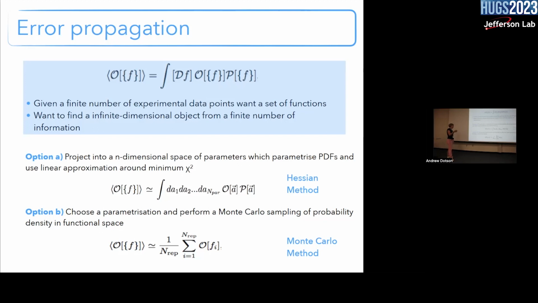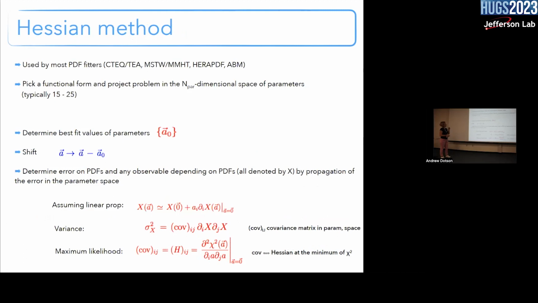The other option for going from an infinite dimensional to a finite dimensional space is to choose a parameterization, but you don't project on the parameter space. Instead, you perform a Monte Carlo sampling of the probability, okay? And in this way, the expectation value of an observable becomes an average over the replicas that represent the probability. I will tell you more about these two methods because these are the two main methods that are used in the PDF fitting communities, okay? Very good.